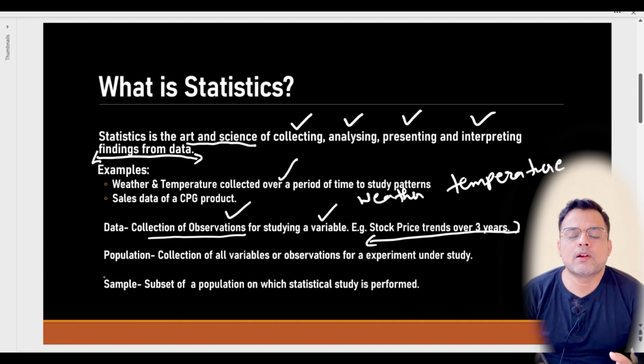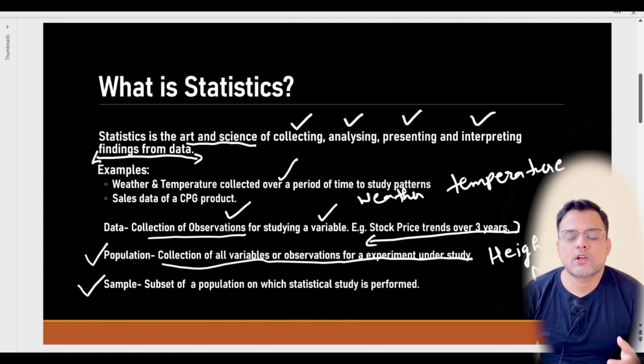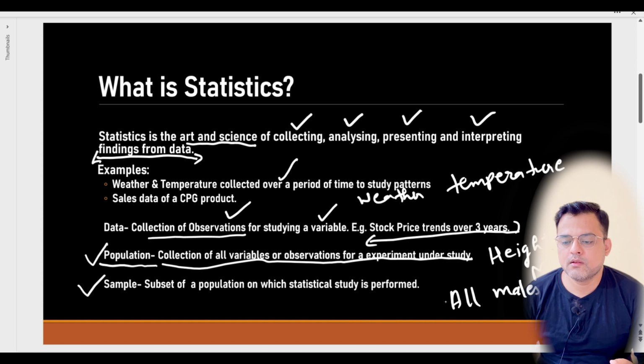Now, when we are talking about data in statistics, there are two components which are very important. One is population and another one is sample. Most of the time it is not possible to collect data for a variable for everything in the population. For example, let's say that in a city I want to calculate the average height of males. I cannot go and collect each and every data point about the height of the males in a particular city, because that is not possible. So that becomes your population. All males in the city will be your population.